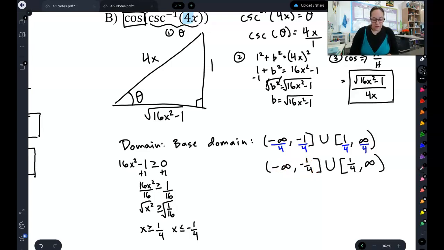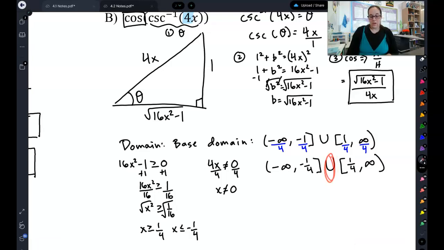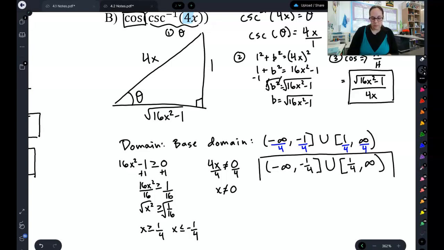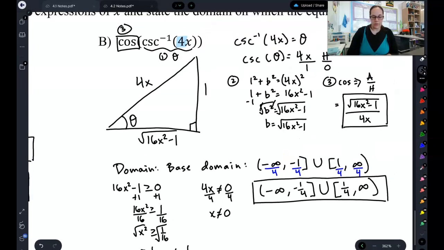The other thing we need to think of, we do have a 4x in the denominator, so that denominator cannot equal 0. So x cannot be 0. But notice that 0 is right here between negative 1/4 and 1/4. So 0 is already not included in our domain. So that means this domain is good to go.